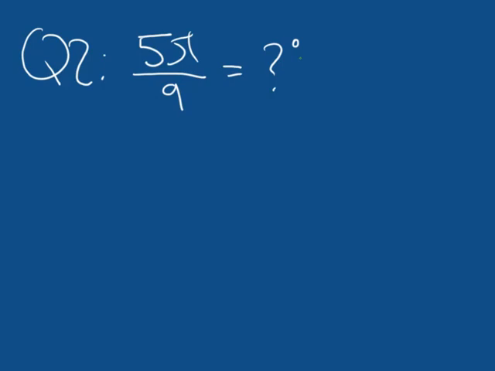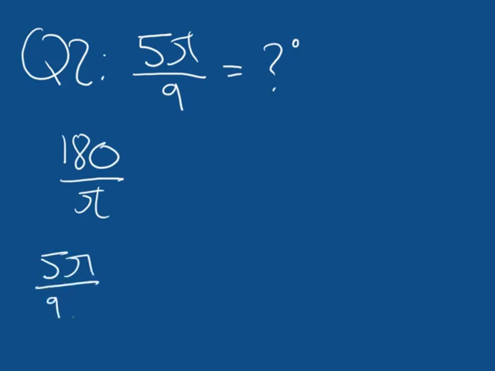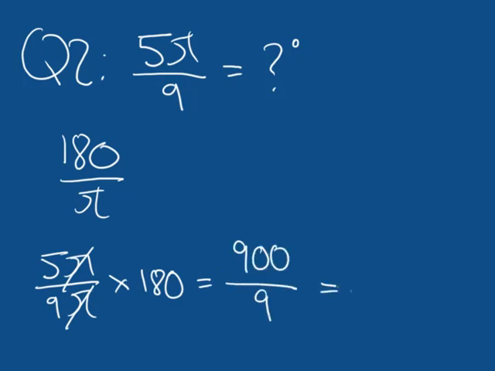Okay, welcome back everyone. So our conversion factor here, to convert from radians to degrees, is 180 over pi. That means we need to divide by pi and then multiply by 180. So 5 pi over 9 divided by pi, both of those pi's are going to cancel to give us 5 over 9, multiplied by 180. That's the same as, well, 5 times 180 is 900. So that's 900 over 9, which is equal to 100 degrees. So there is our answer. 5 pi over 9 radians is equal to 100 degrees.